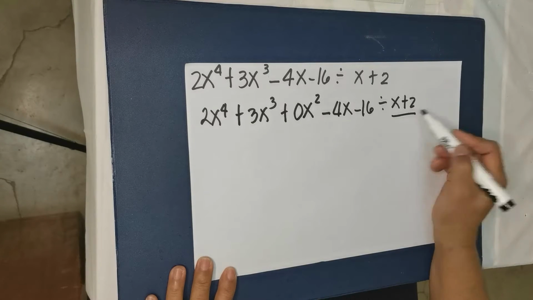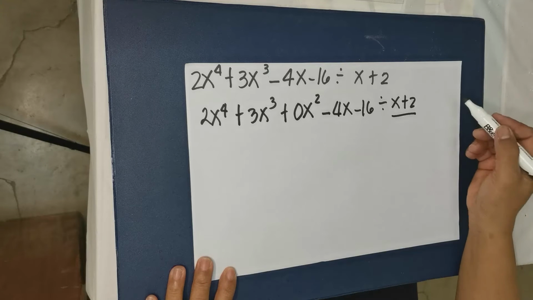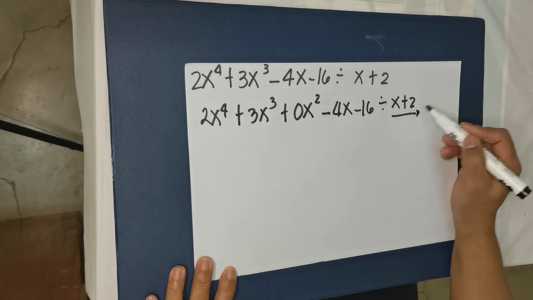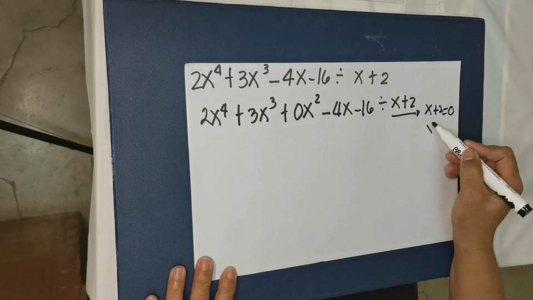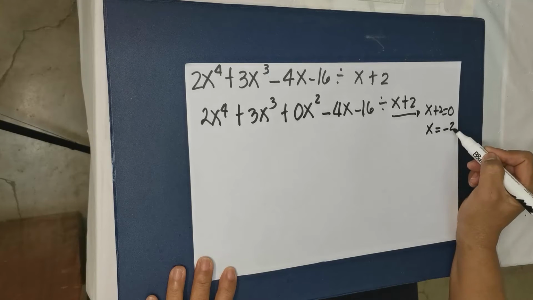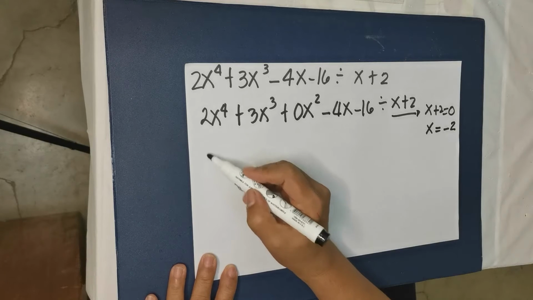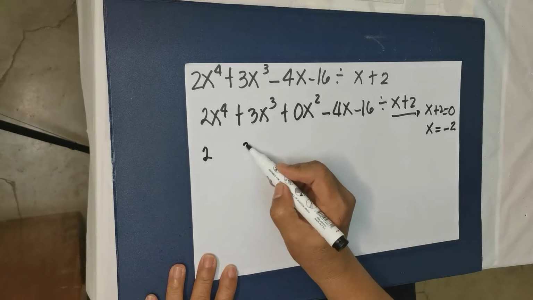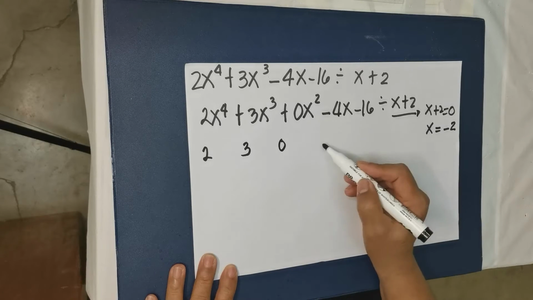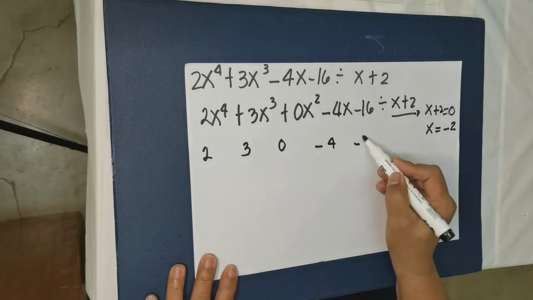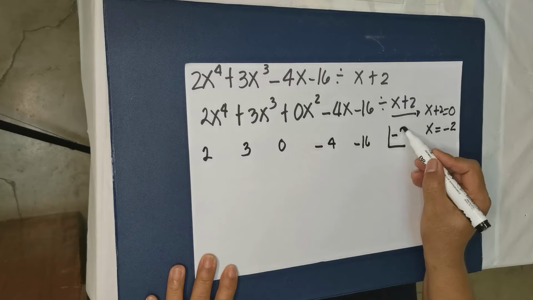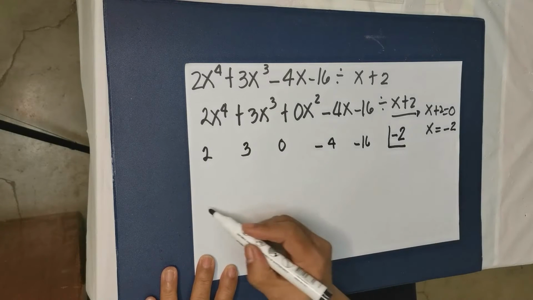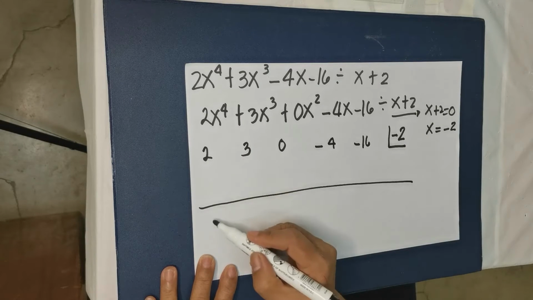If we are going to look into our x plus 2, what is the value of our x? So this would give us x plus 2 is equal to 0. Therefore, our x is negative 2. So we bring down again our 2, 3, 0, negative 4, negative 16. The number that we are going to have here is the value of x, which is your negative 2. Again, we bring down the first term.